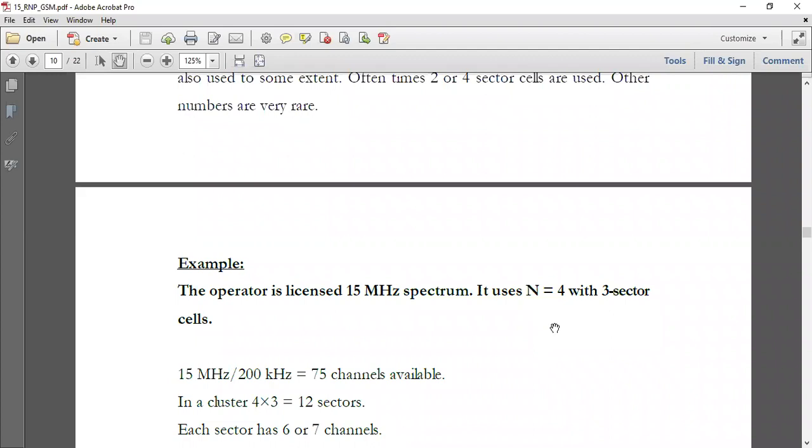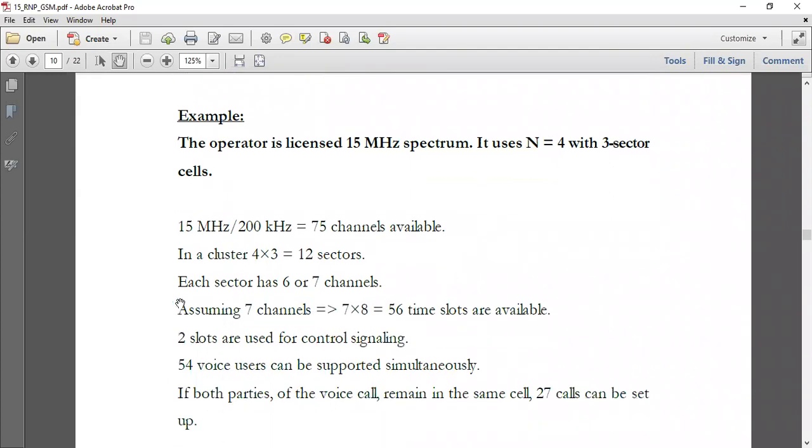Which you may also work out this way. You determine the number of channels: 15 megahertz divided by 200 kilohertz. So the number of frequency chunks available is 75. Among the 12 sectors, these 75 channels should be distributed. So each sector will get 6 or 7 channels.